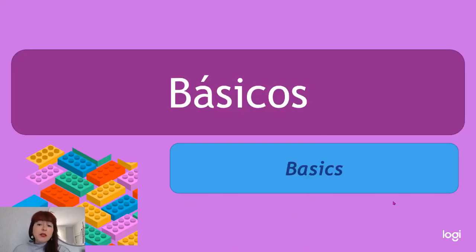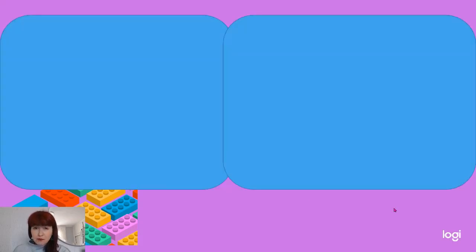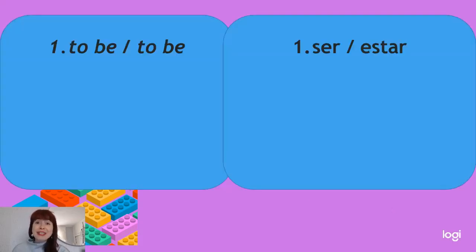We are going to start with the basics, básicos. And in Spanish, we have to be twice, because we have ser and we also have estar. Both of them are translated in English as to be, but in Spanish they are a little different. We are not going to learn grammar in this video, so we'll leave it for another time. But so you know, ser, estar both have the meaning of to be.